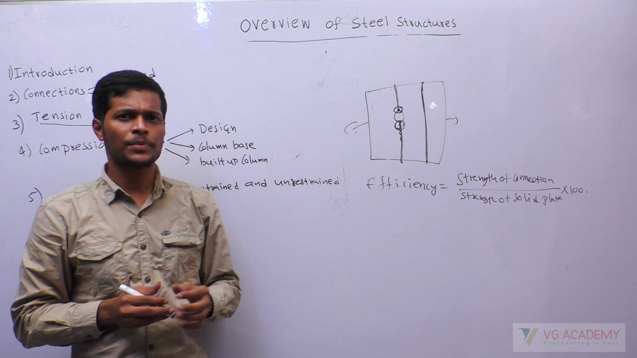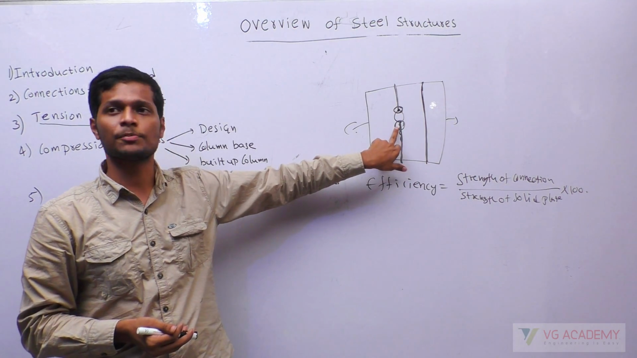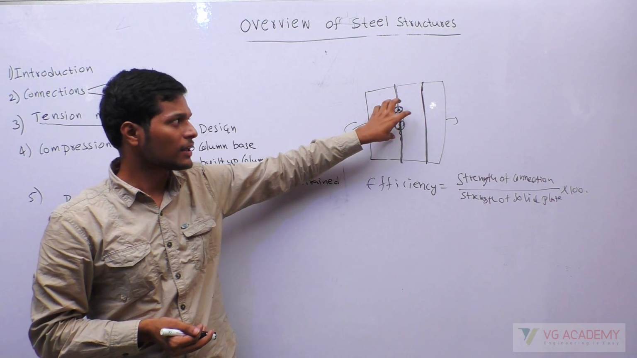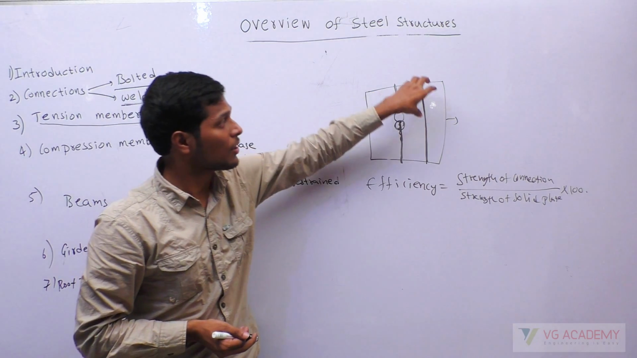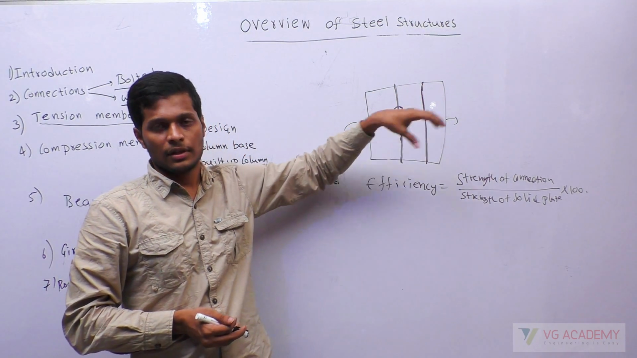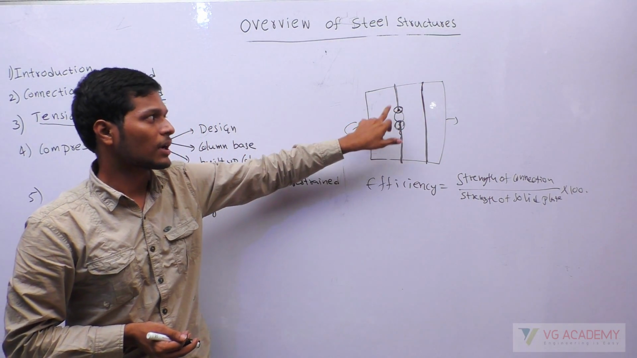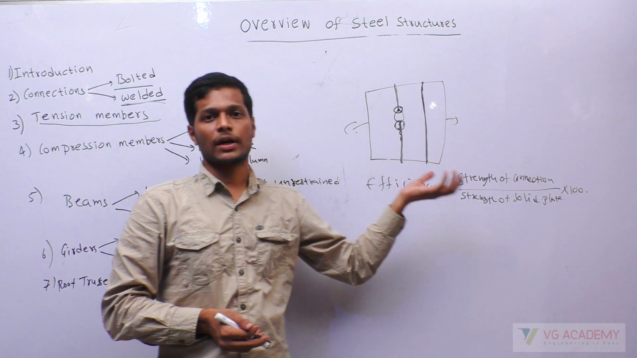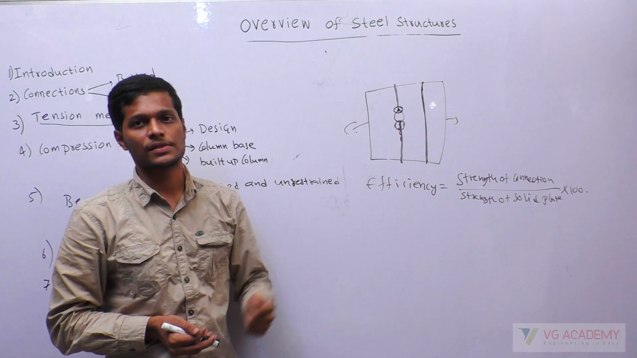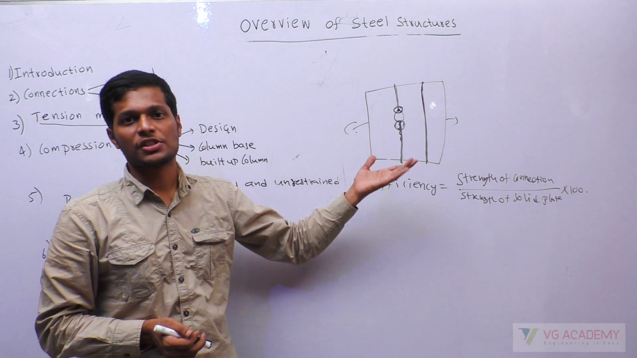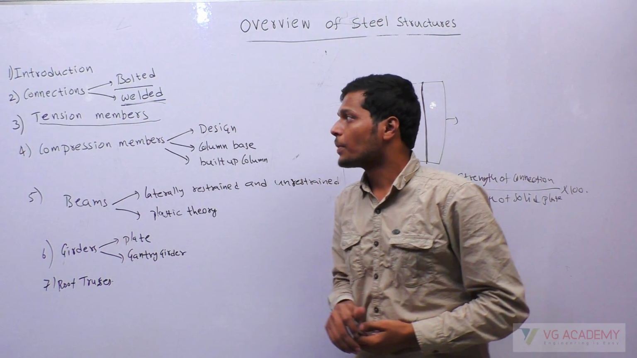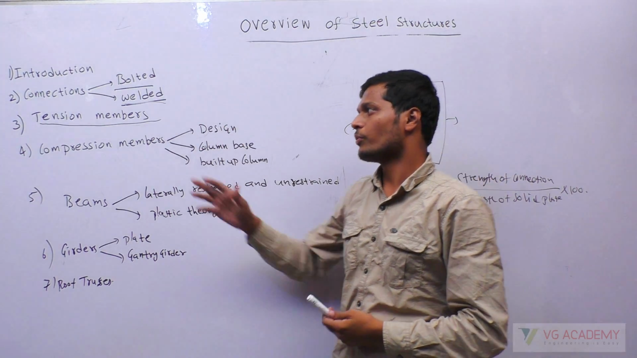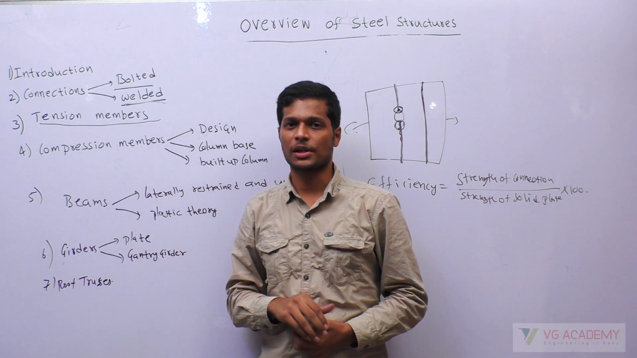Generally, most of the time, the failure will happen at the connection place only. You cannot get the connection strength exactly equal to the plate strength. That is the reason every time your connection only will fail. So compared to the solid plate, what is the strength of the connection? That is called the efficiency of the connection of a tension member. Okay, so those are the important things we have to remember in tension. We don't get many questions in tension members.